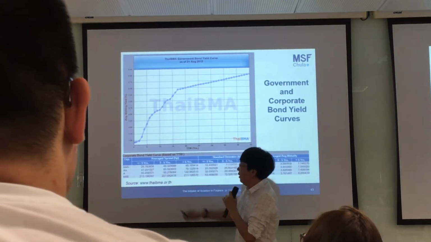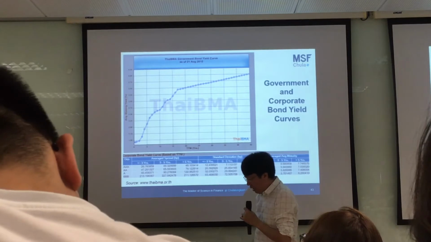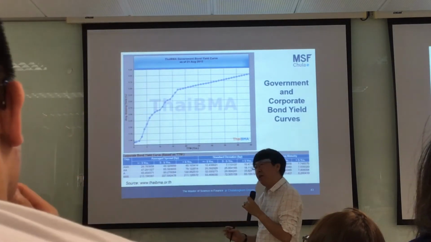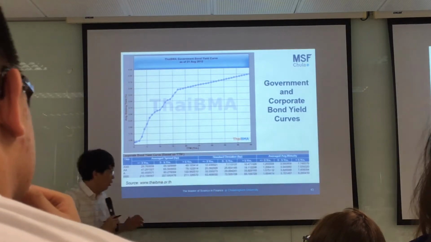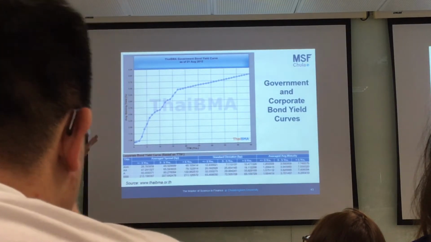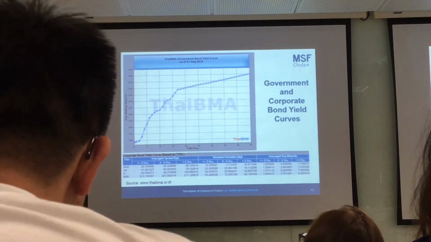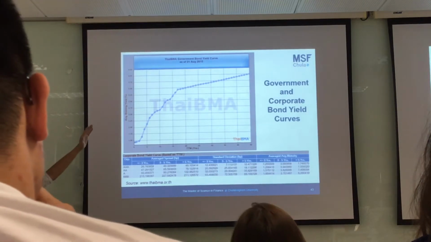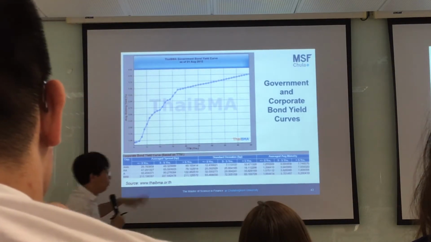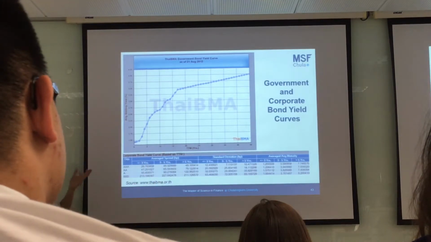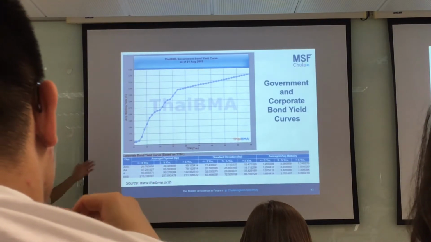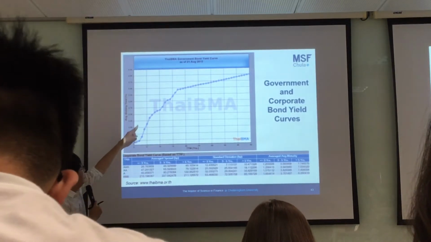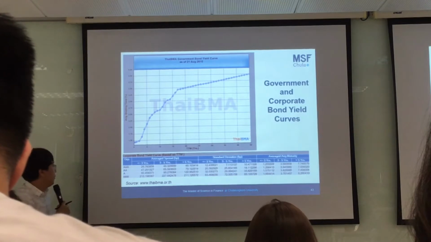However, in Thailand, because the number of bonds issued by corporations for different ratings is quite limited, sometimes it's hard to construct the corporate yield curve. You can guess, right, that the corporate yield curve would be above or below this yield curve of the government? Above, right, because the corporate yield curve should provide a return higher than the government bond. So given the same time to maturity, the corporate yield curve should be above this, right?